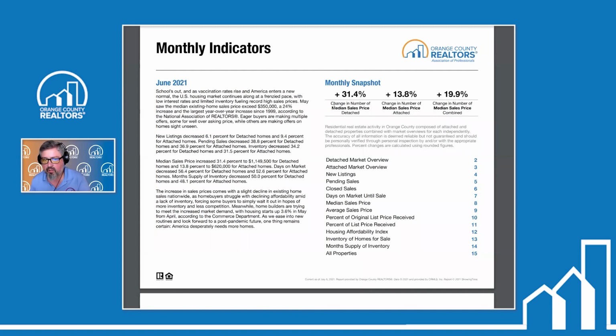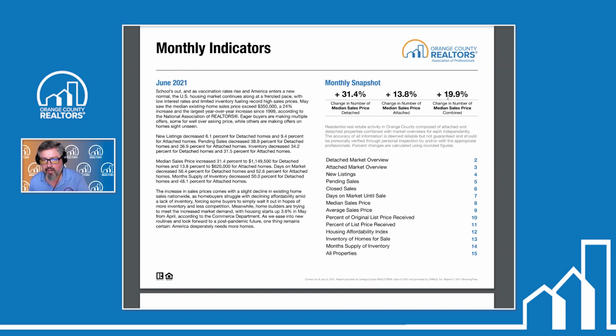Right on page 1, we see that the change of the median sales price for detached properties in Orange County increased by 31.4% compared to 2020. We see the change of the median sales price for attached properties has increased by 13.8% compared to a year ago. Combined median sales price for both attached and detached properties have increased overall by 19.9%, or basically 20%.